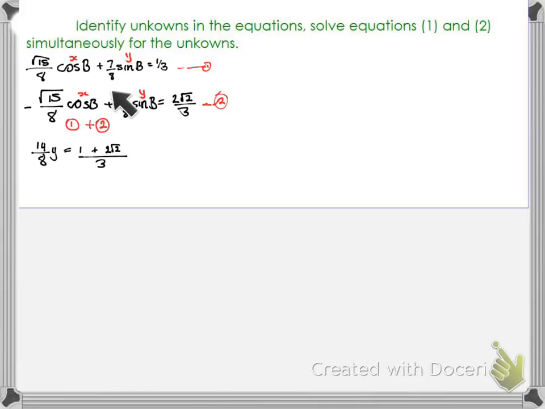So we've got the y's, add the two y parts together, it gives us 14 on 8 y is a third plus 2 root 2 on 3. There it is. And now let's solve for y. Multiply by 8, divide by 14. And we will have the fraction over 21, and it will simplify down to a simple surd. So therefore we know the exact value for sine of angle B as this surd.